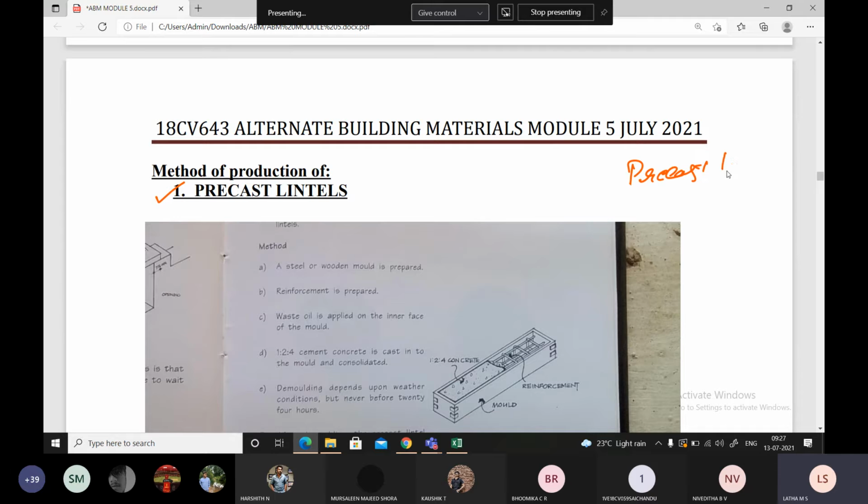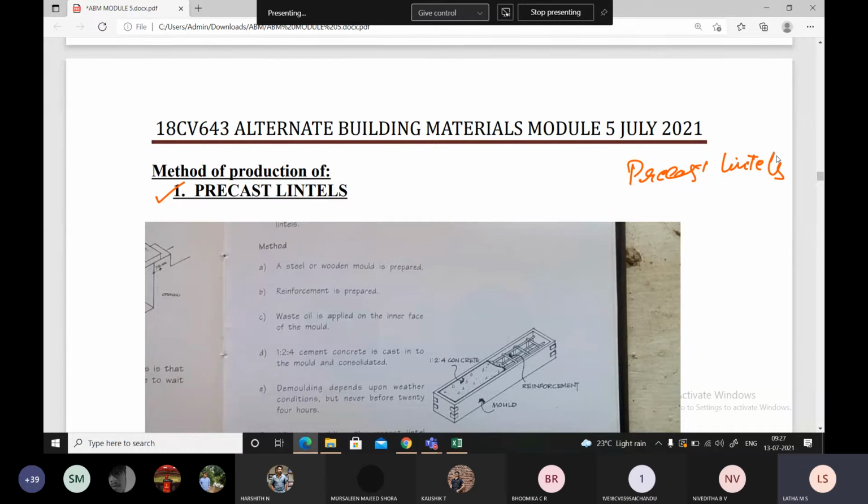Lintels, where do you find lintels, students? Above the windows. Yes. Or the openings of doors and windows, you find the lintels.